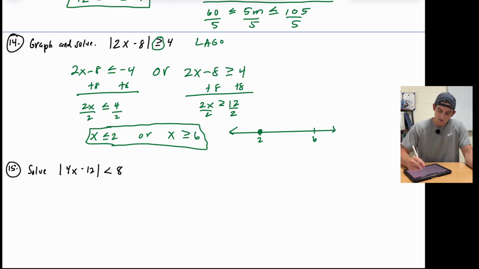Both of these are OR equal to, so that's going to be a closed circle. 6, we're greater than, so that's to the right. 2, we are less than, so that looks like it's to the left. All right, and that's how we do number 14.